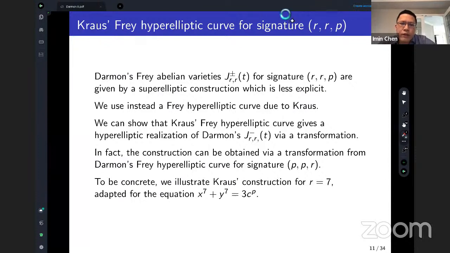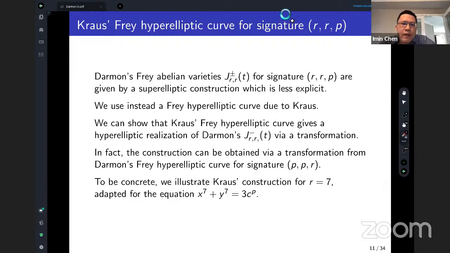So for instance, when we're working with elliptic curves, we have Tate's algorithm, we can compute conductors, everything is very, very explicit. We have algorithms. So as a kind of step in between, it is useful to have a hyperelliptic construction. And this was first discovered by Kraus. What we'll actually show, or at least state, is that taking the Jacobian of Kraus's Frey hyperelliptic curve gives a realization of one of Darmon's Frey abelian varieties, up to some transformation, which I'll explain shortly.